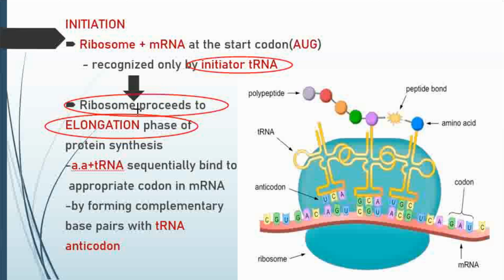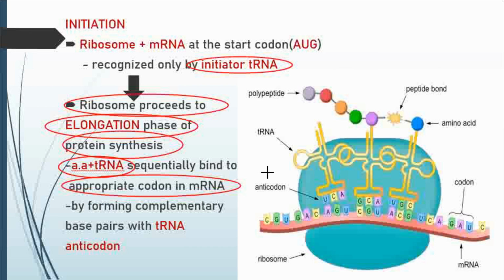So this is a long process actually. They have given it in only one para in your book, so I am rushing up. So the ribosome proceeds to the elongation phase of protein synthesis. Here in elongation, the amino acid and the tRNA sequentially bind to the appropriate codon in the mRNA. The amino acid and tRNA pair bind sequentially.